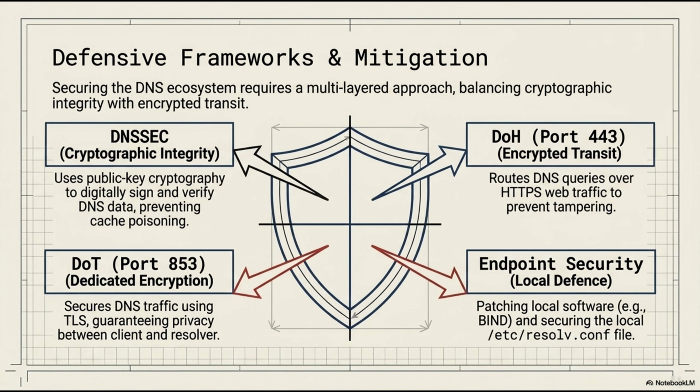To strengthen DNS security, several modern technologies have been developed. DNSSEC provides cryptographic validation of DNS responses, helping prevent tampering and spoofing. DNS over HTTPS, or DoH, encrypts DNS traffic using HTTPS on port 443. DNS over TLS, or DoT, encrypts DNS communications using TLS, commonly on port 853. Organizations should also maintain secure endpoint configurations, patch DNS infrastructure, and continuously monitor DNS activity for suspicious behavior.